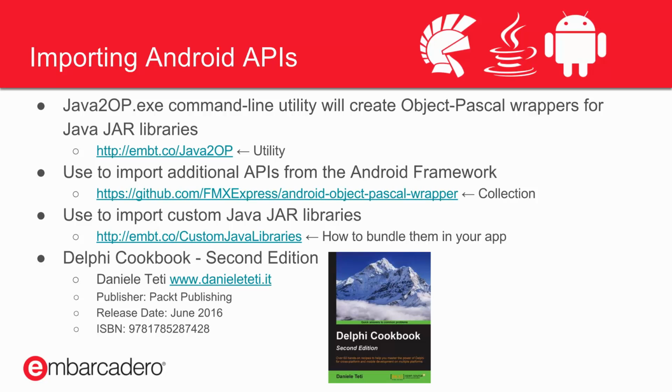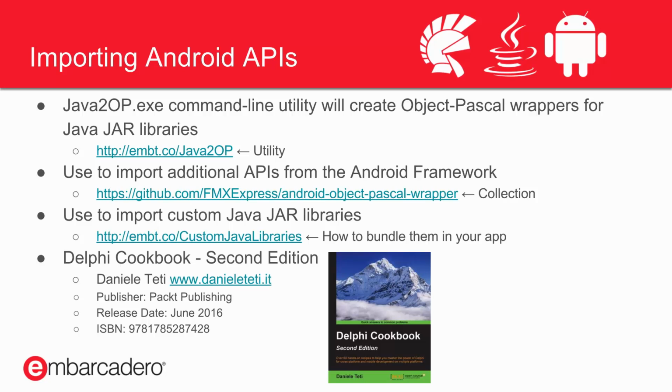If you're wanting to just import some additional APIs from the Android framework, though, FMX Express has gone through and imported all of the Android APIs and put them up on GitHub. So there's the link there to GitHub. There's a lot there. So you're not going to just go there and download it all and say, there, I'm done. Well, you could, I guess. It's certainly an option. But it's big. There's a lot of data there.